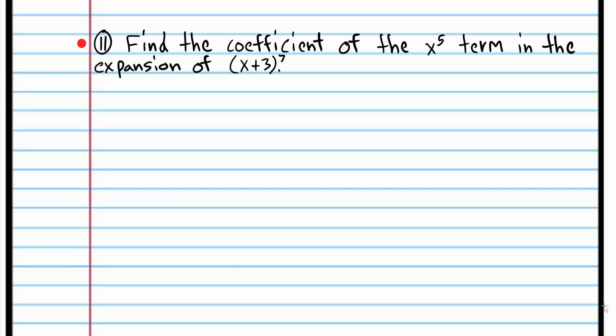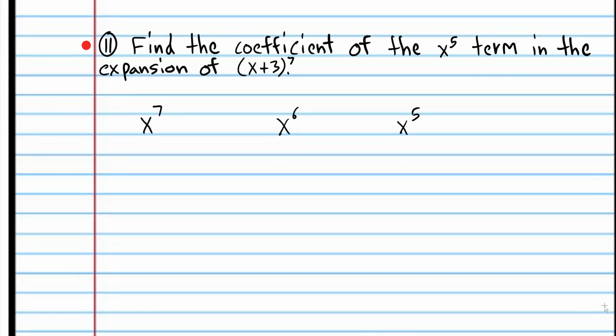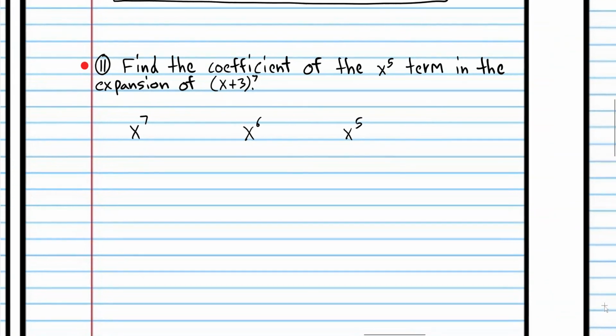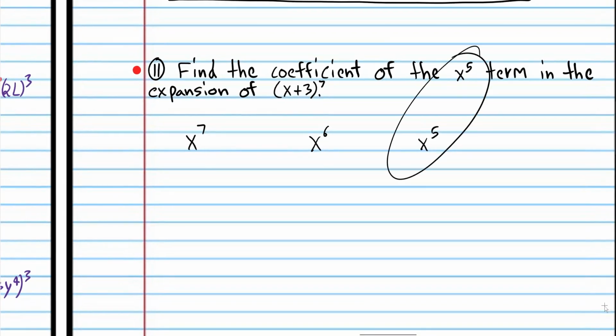So we're going to start with 7 choose 0. Actually, let's start with x. So x to the 7th, x to the 6th, and x to the 5th, and that's all we really need, because we're looking for the coefficient of the x to the 5th term.